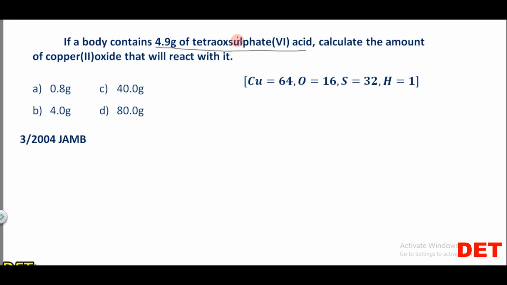So the tetraoxosulphate(VI) acid is reacting with the copper(II) oxide. So the first thing I'm going to do is write out a balanced chemical equation for the reaction between tetraoxosulphate(VI) acid and copper(II) oxide. Your tetraoxosulphate(VI) acid is H2SO4. This is the chemical formula. It is reacting with copper(II) oxide, and the chemical formula for copper(II) oxide is CuO.